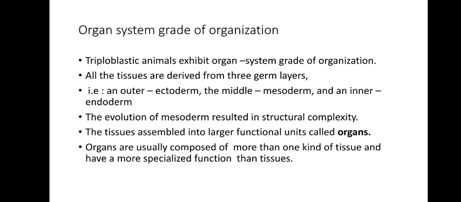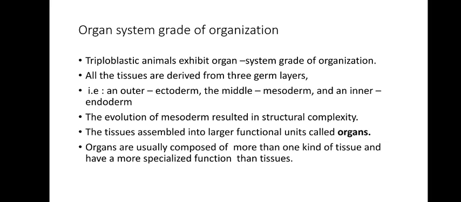The next one is the organ system grade. After organ, it is the organ system grade of organization. Generally triploblastic animals, with the exception of a few, show organ system grade of organization. And just remember, all the tissues we have in our body, in our organs and in our organ systems are derived from three germ layers. They are the outer ectoderm, the middle mesoderm and the inner endoderm. So all different types of tissue are derived from these three germ layers.